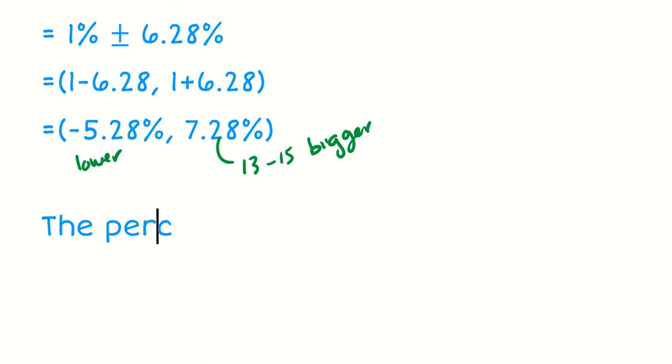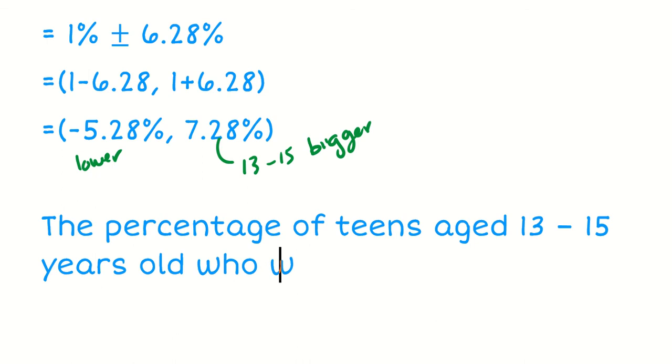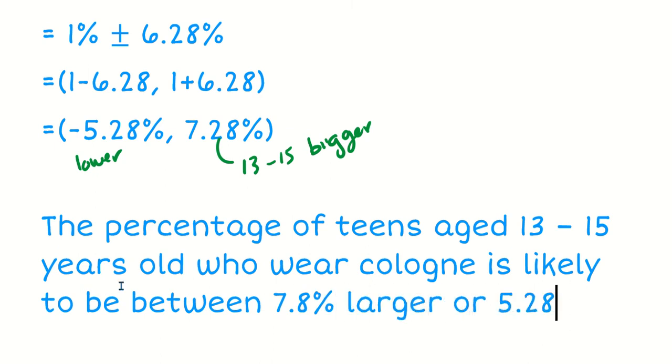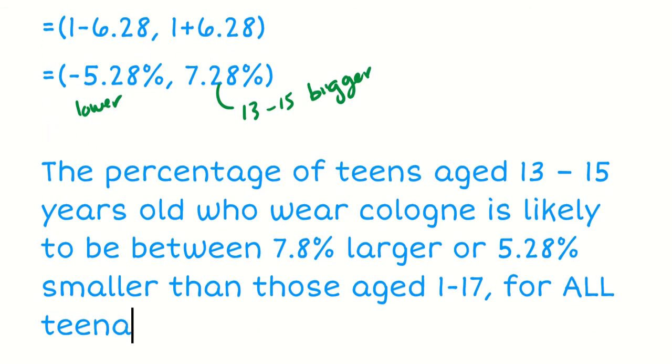So the percentage of teens aged 13 to 15 years old who wear cologne is likely to be between 7.28% larger or 5.28% smaller than those aged 16 to 17 for all teenagers.